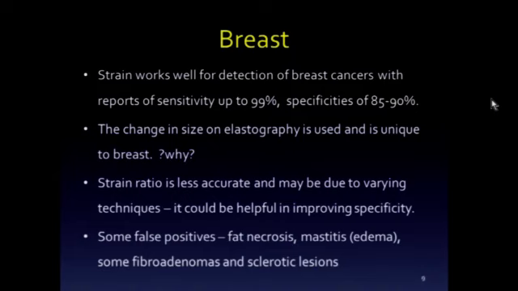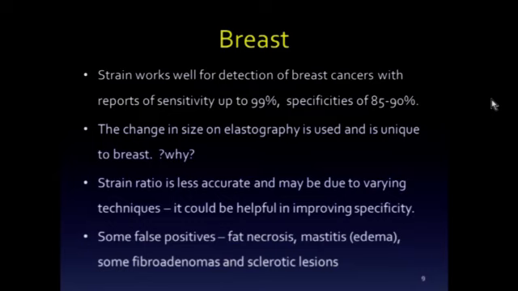The strain ratio is less accurate, and this may be due to varying techniques. We don't know exactly where we're taking the measurements in fat. Pre-compression also affects values, and being able to standardize would be really helpful in improving the specificity. Also, in any other organ where we're doing strain ratio, these factors are involved.